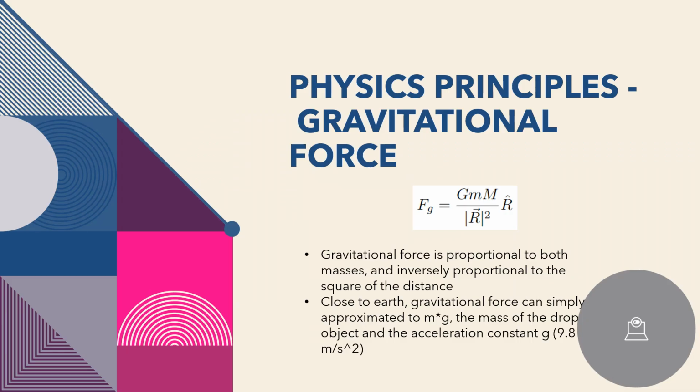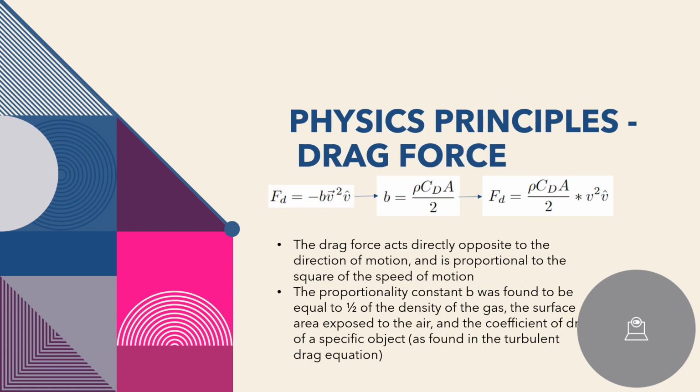For the purposes of this experiment, we can simply approximate gravity to be equal to the product of mass and a gravitational constant g, which is equal to 9.81 meters per second squared. In order to find the proportionality constant b, I was able to multiply rho, the density of air at sea level, cd, which is the coefficient of drag, and A, which is the surface area of the piece of paper that I dropped for this experiment, and divided them by 2.